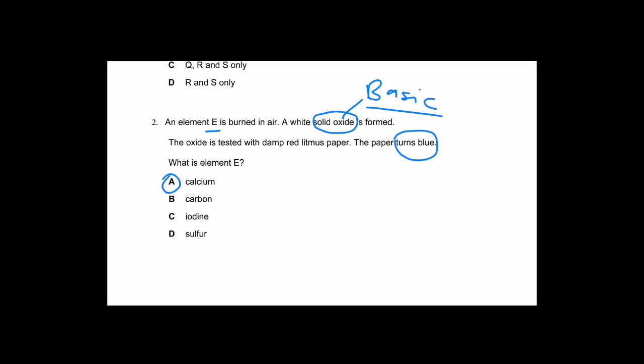Here the answer is A. Calcium is the only metal out of the options which is able to produce a basic oxide. Remember, basic oxides are oxides of metals. Now, when we look at carbon, carbon is a non-metal. Iodine is a non-metal. Sulfur is a non-metal. So the only answer is A. Moving forward, we go to question number 3.